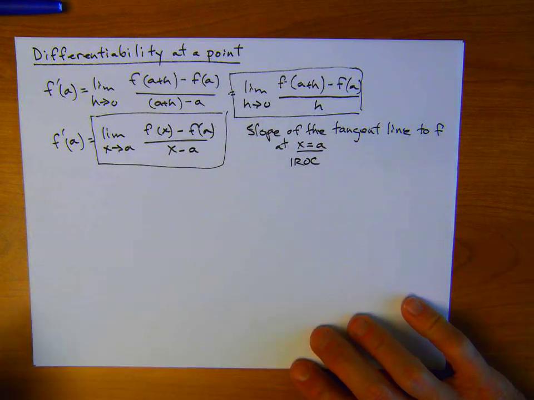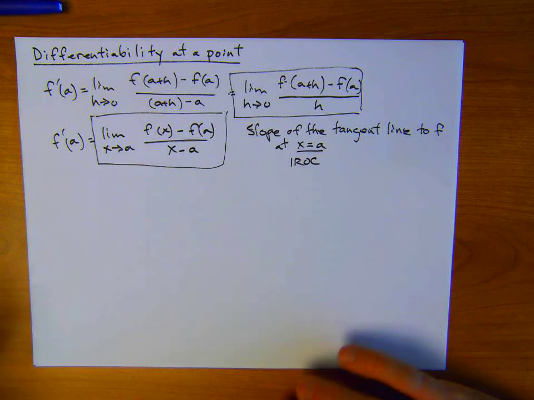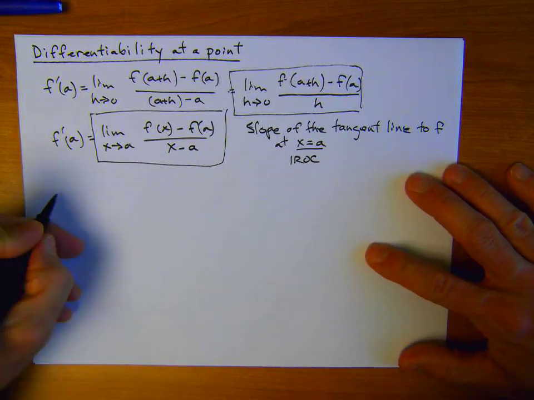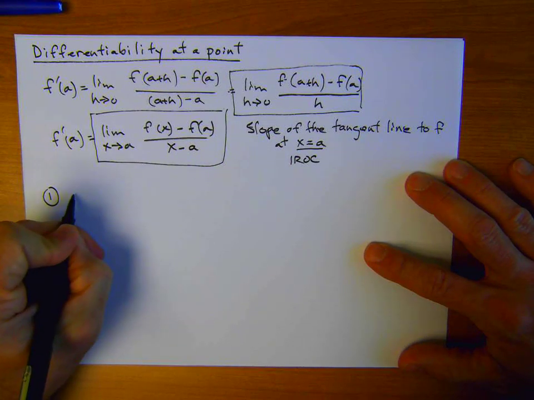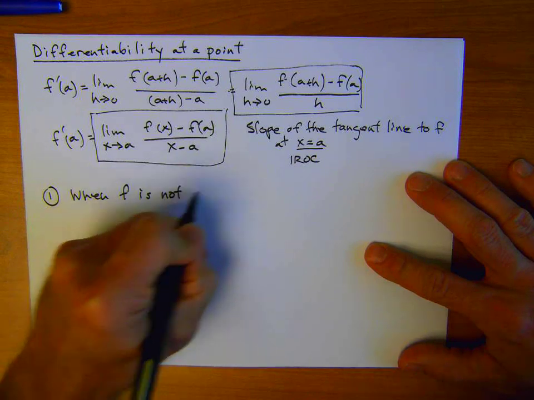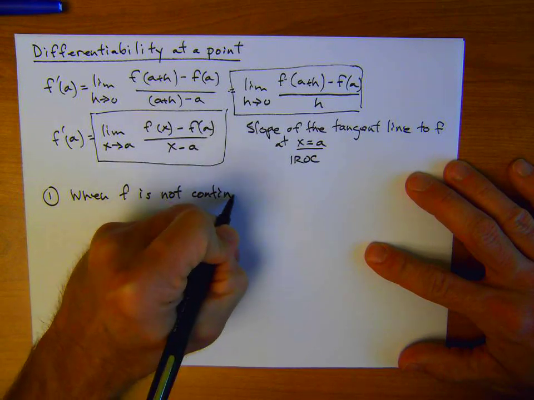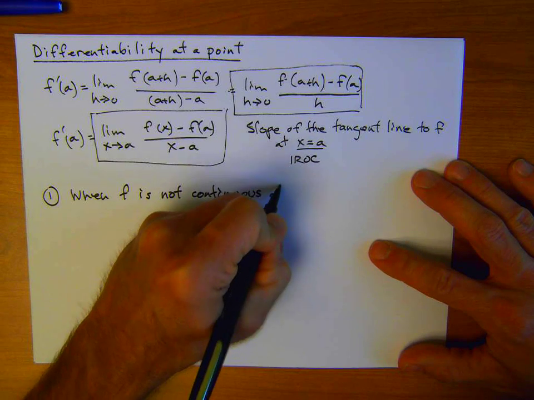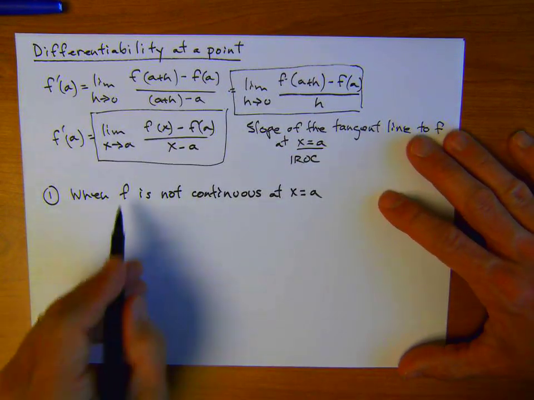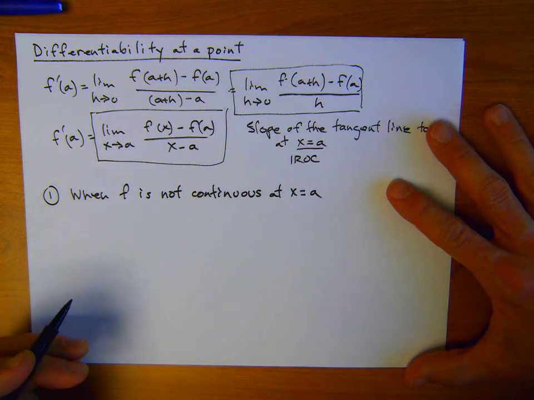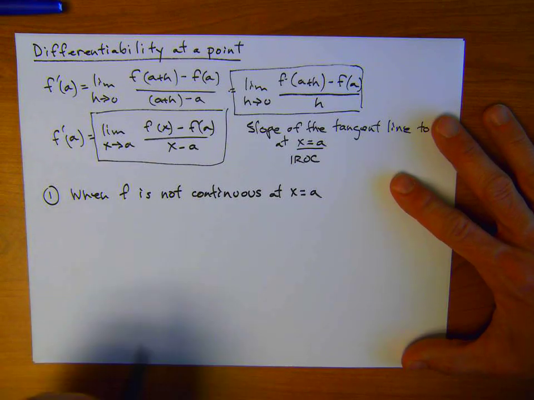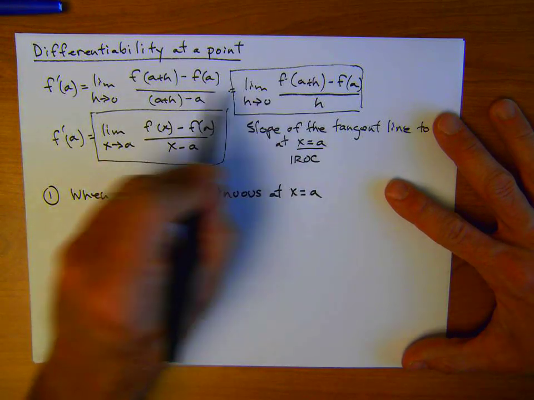So first, I want to give a brief summary about when the function can fail to be differentiable at a point. So the first is when f is not continuous at x equals a. I'm going to give more intuitive explanations to begin with in this summary, and then go back and look at how this relates to these algebraic expressions.